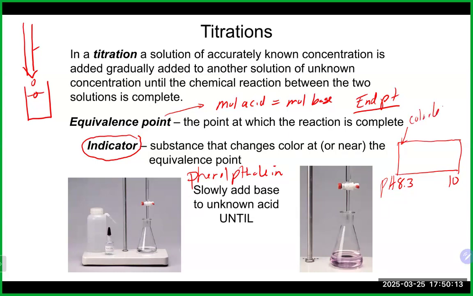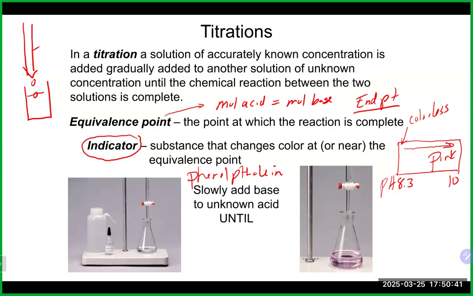Phenolphthalein is colorless in acidic solutions. It's colorless in neutral solutions. It turns everybody's favorite color, pink, in basic solutions. So as you go from 8.3, which is colorless, heading towards 10, you get all those shades of pink that maybe you saw when you titrated in 200A. My favorite, dark fuchsia pink at the very end there.